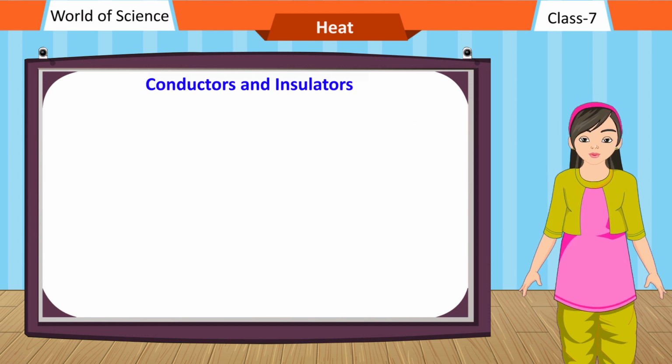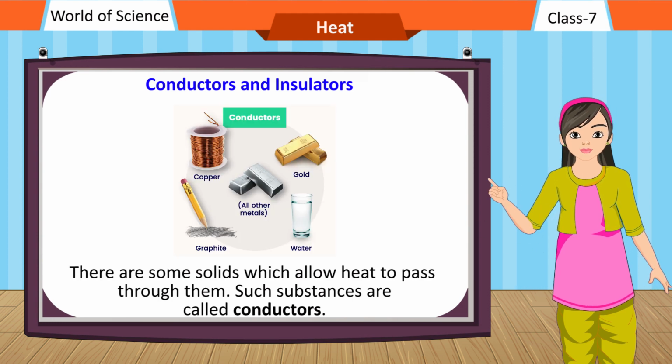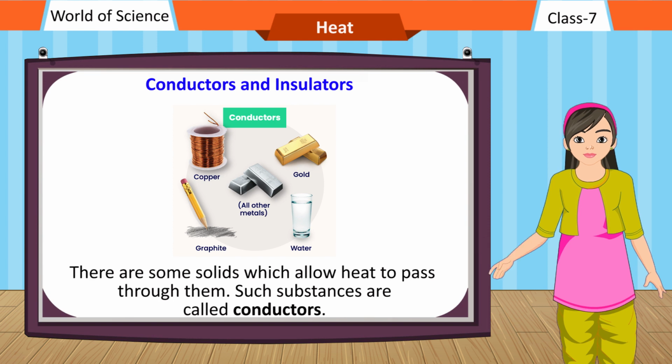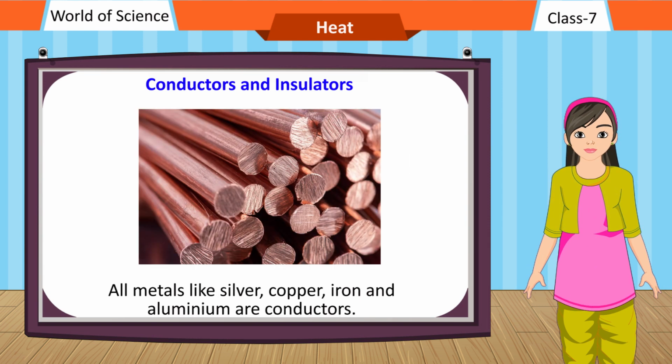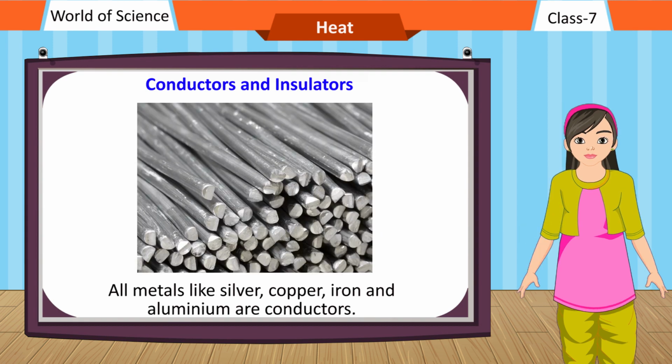Conductors and insulators. There are some solids which allow heat to pass through them. Such substances are called conductors. All metals like silver, copper, iron and aluminium are conductors.